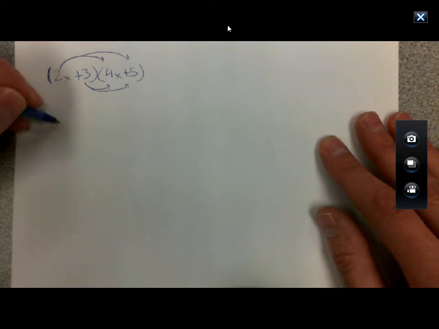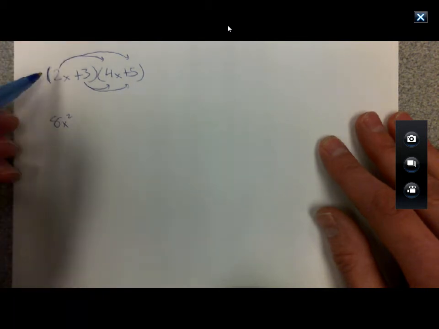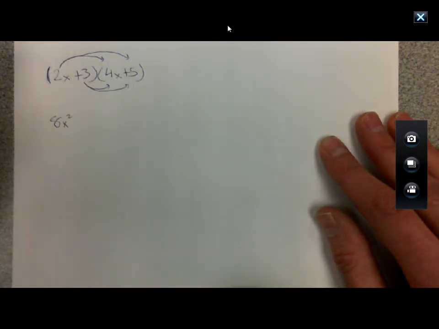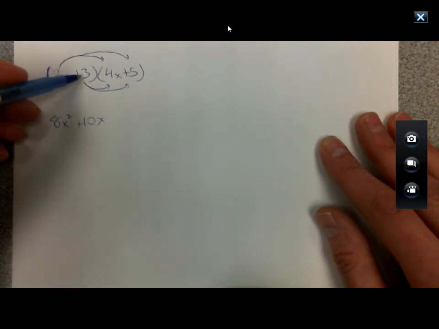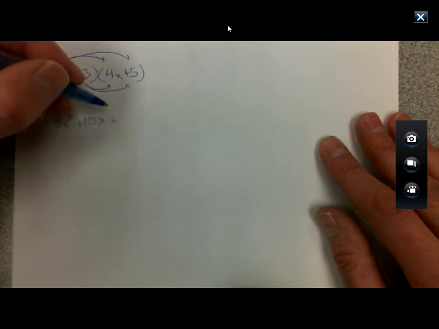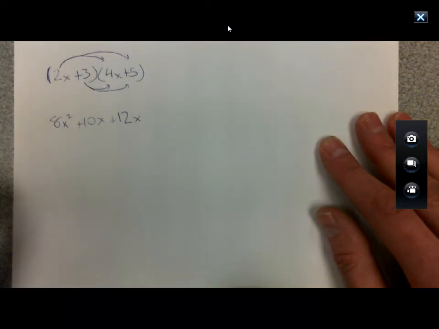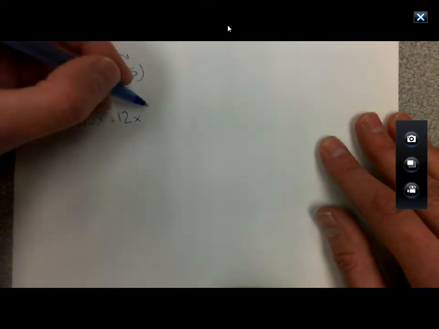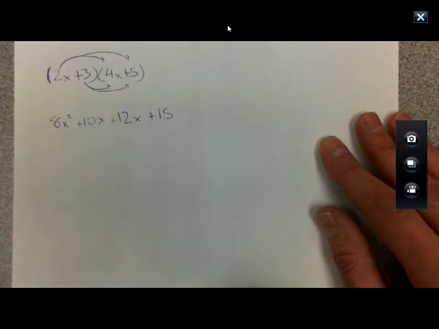And if there were three things, if these were two trinomials, you distribute three times. If there were four things, you're just distributing. That's all it is. 2x times 4x is going to give me 8x squared. 2x times 5 is going to give me 10x. 3 times 4x is going to give me 12x. And 3 times 5 is going to give me 15.